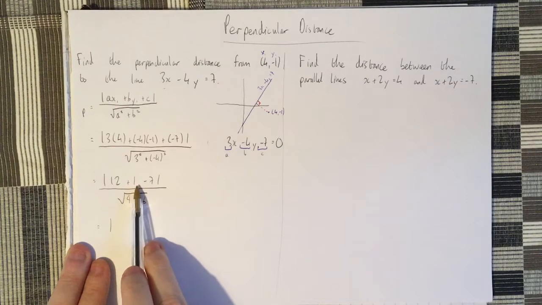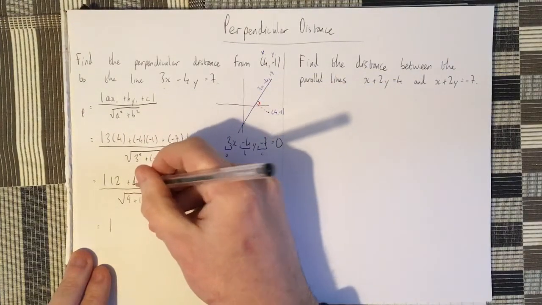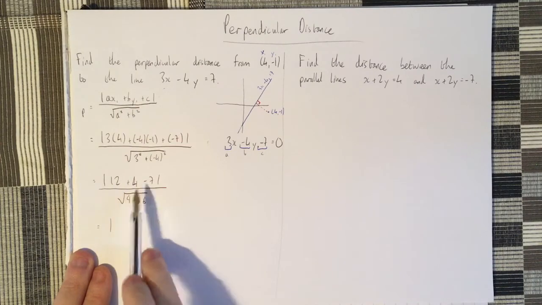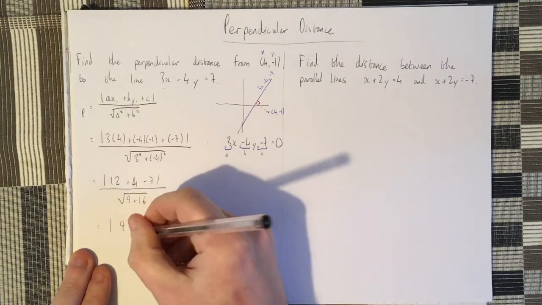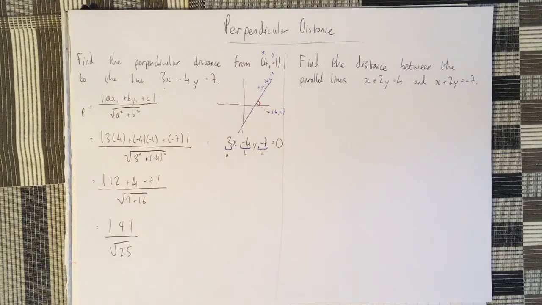13 take away, oh no, so I meant to say, so sorry, minus 4 times minus 1 is plus 4 here, sorry. So yeah. So 12 plus 4 is 16, minus 7 is 9. So it's the absolute value of 9 over the square root of 25.